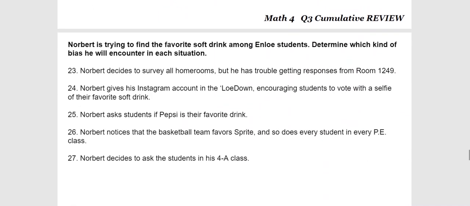Now, Norbert is trying to find the favorite soft drink among Anglo students, and we're determining what kind of bias he will encounter in each situation. All right, he decides to survey the home rooms, but he has trouble getting responses from room 1249. That would be non-response. When people are just simply not doing it, that's non-response. Now, when they're doing it and lying about it, that's a response bias, but this is a non-response bias.